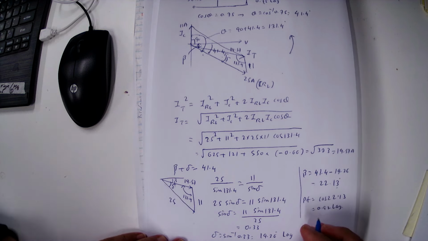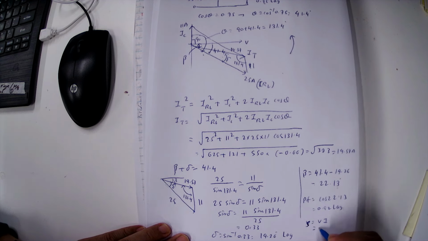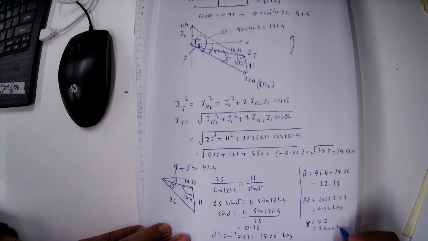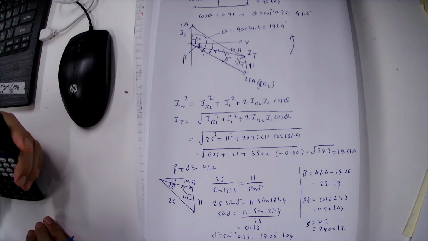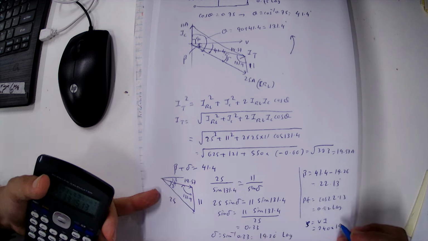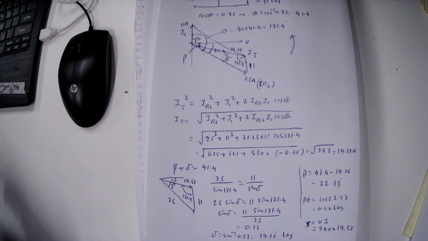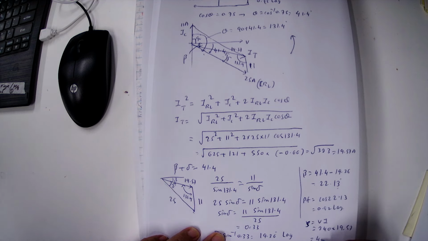And we also need to find the apparent power. Apparent power S is voltage into I. So voltage is 240, and the current flowing from the supply is 19.57. So 240 multiplying 19.57, the apparent power is 4696 VA. So this is the way we can calculate this power.